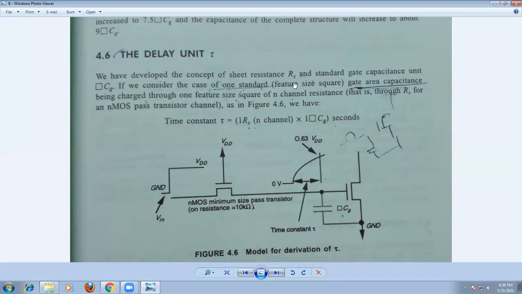So here, we can calculate the resistance by using the seed resistance, which depends upon the type of technology we are going to use. Similarly, the capacitance value we can consider in terms of the standard gate capacitance unit, that is 1 square Cg, because the standard gate capacitance charges and discharges depending upon the circuit.